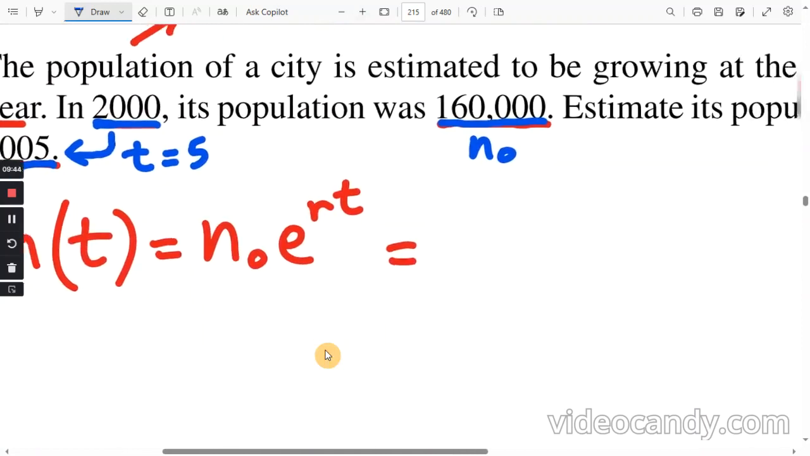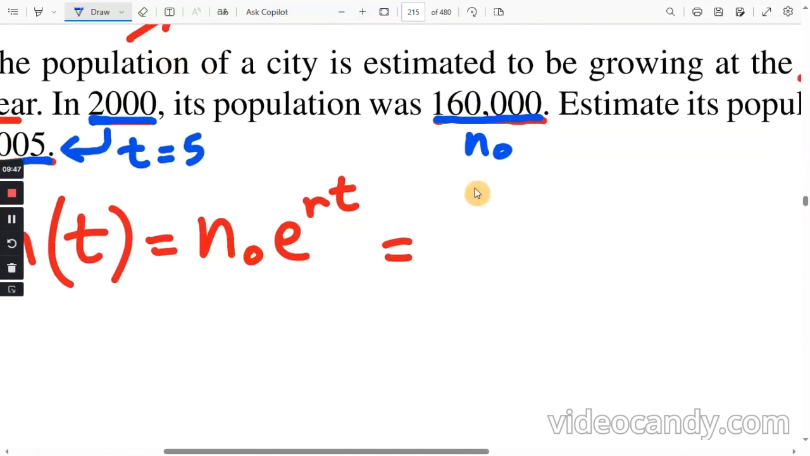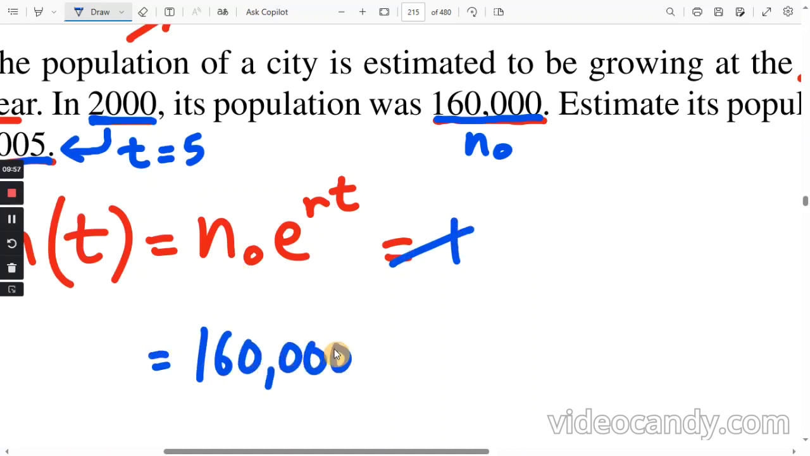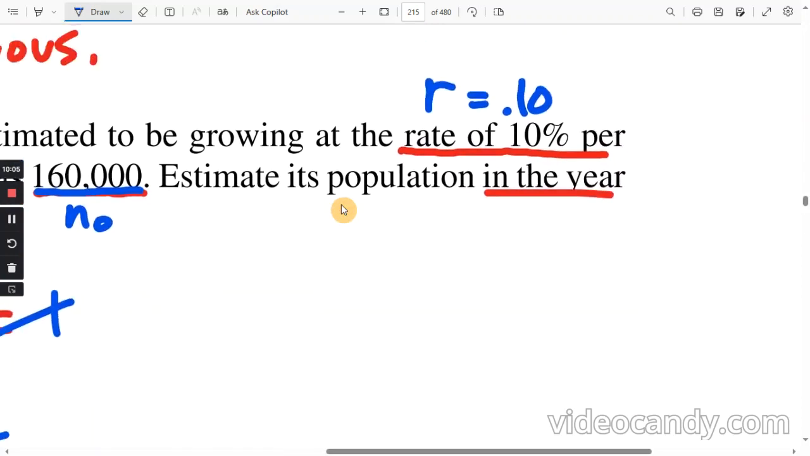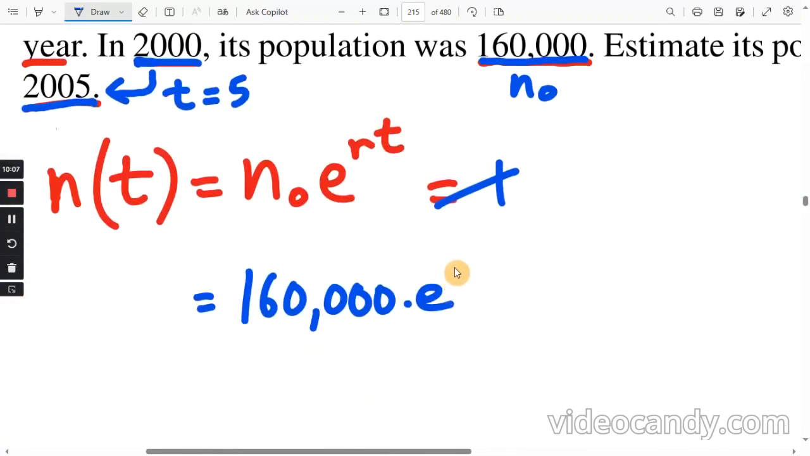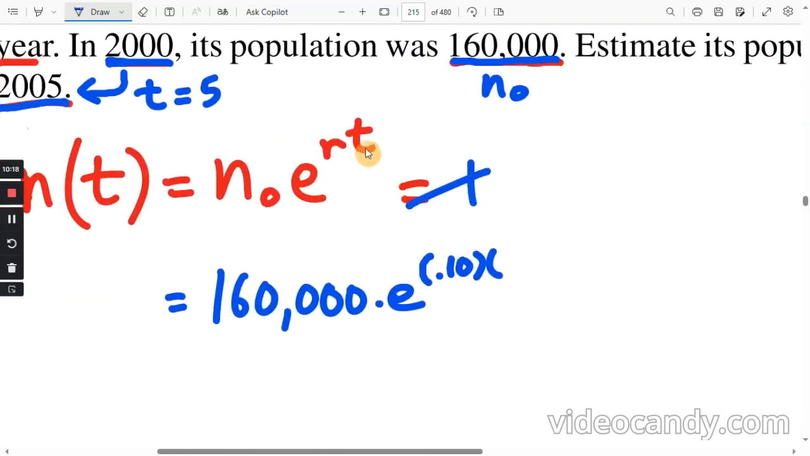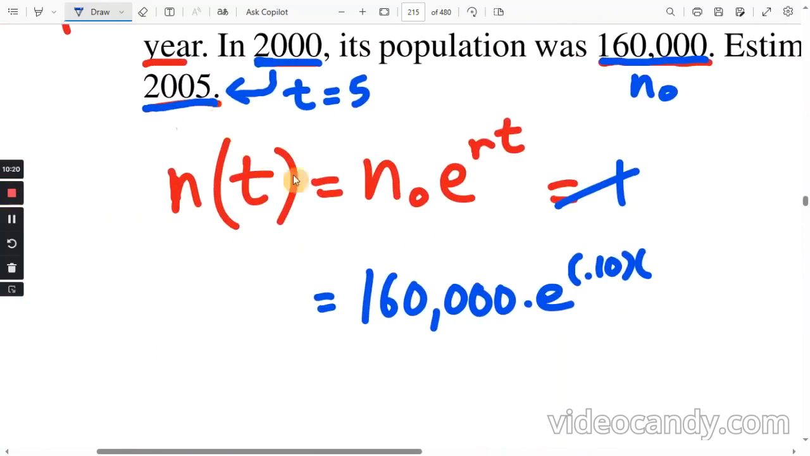Once you have all the numbers, it is pretty simple. N sub 0 is 160,000, and that is times e to the power of r times t. R we said was 0.10, so this is an exponent now on the e. That's 0.10 times t, which we said was 5.